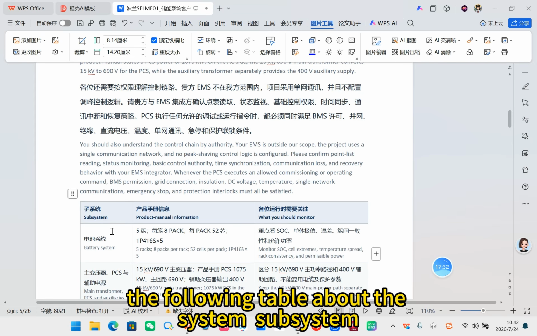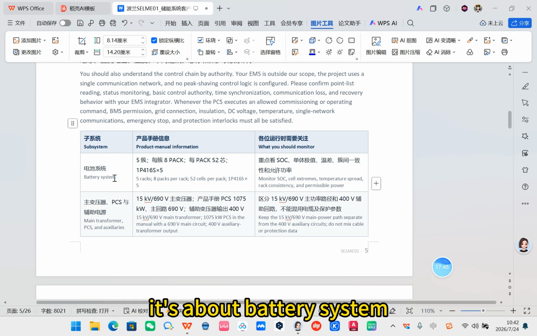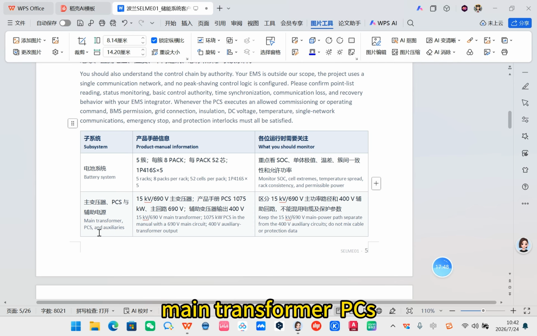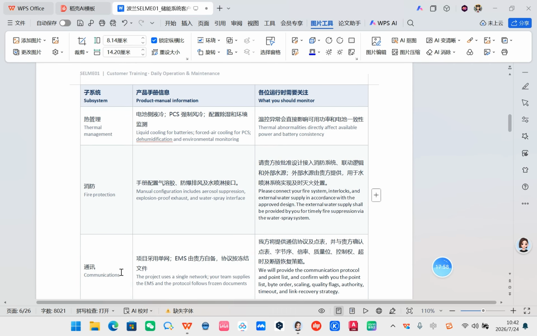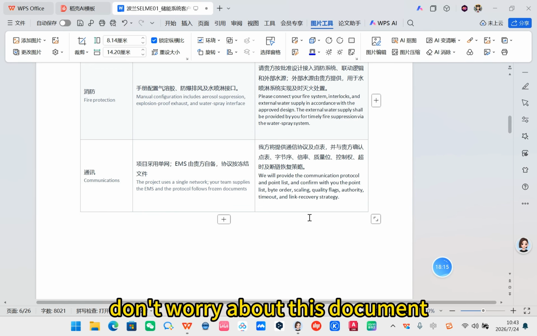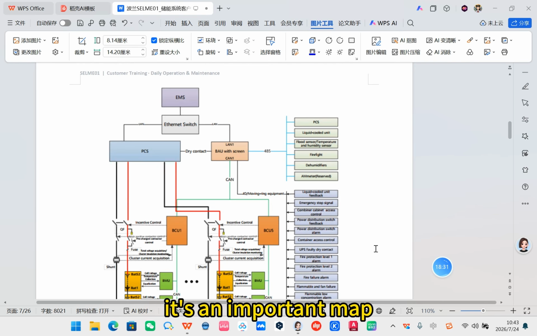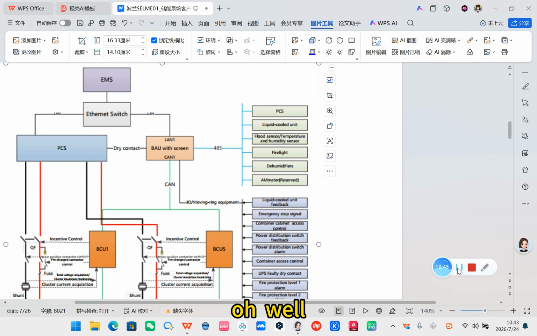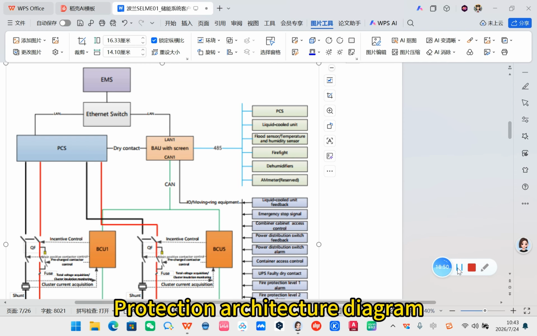The following table is about the subsystem, product menu information, what you should monitor. It's about battery system, main transformer, PCS, and auxiliaries, terminal management, fire protection, communications, and please notice this. Don't worry about this document, I will give it to our customer after my training. It's an important map. Well, please look at this communication and protection architecture diagram.